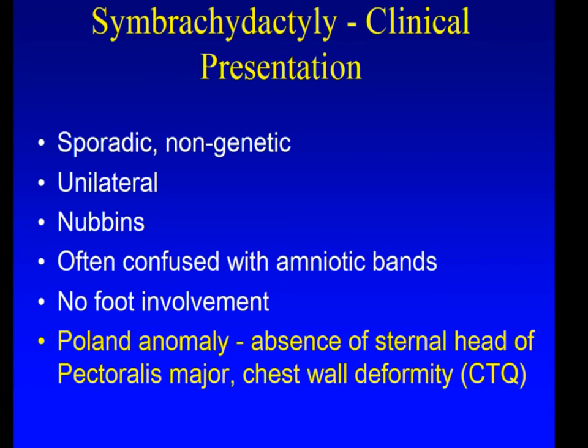There is no foot involvement with Symbrachydactyly, but what you can get associated with this condition is Poland's anomaly, where you can have varying degrees of the absence of the sternal head of the pec. You can have a chest wall deformity. It's all related to that vascular insult. And you want to make sure that you identify that, because if these kids don't have the appropriate rib cage underneath that region from hypoplasia, then they can't play contact sports. So it's really important to note that. Obviously, when they're a baby, it's not a big deal, but when they get older, it is.